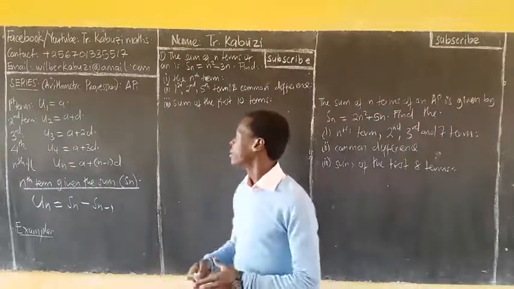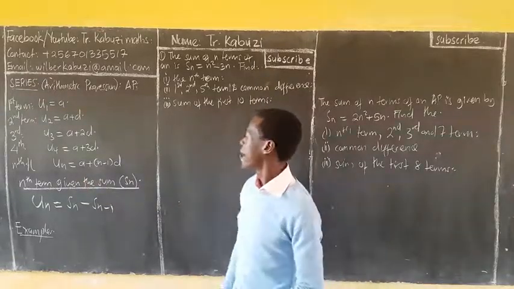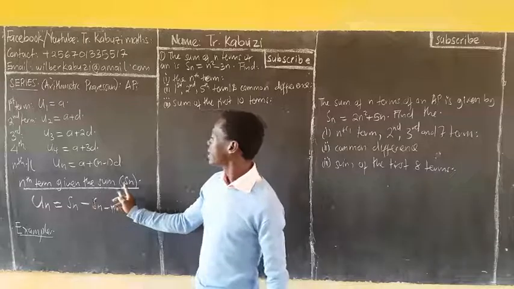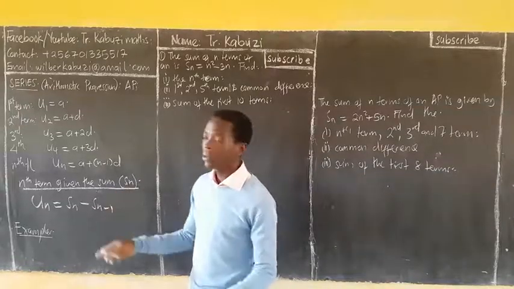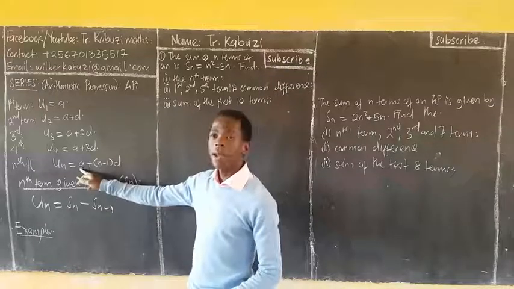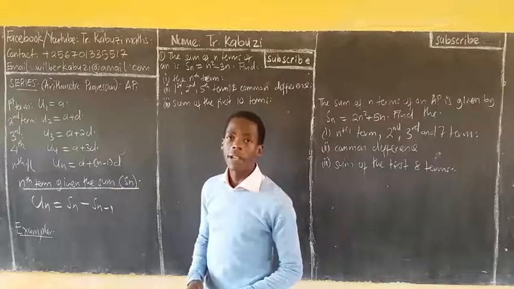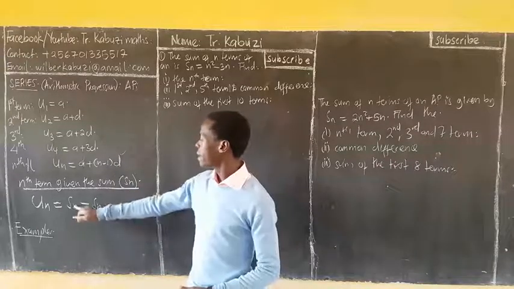In the previous lessons we have been seeing how you can manage all this, so this is lesson 4. Now, the formula if you are given the sum of an AP, if you want to get the nth term, this is the formula you use. You can't use this one, why? Because you are not given the first term, you are not given the common difference. So the best way if you are given the sum is to use this.